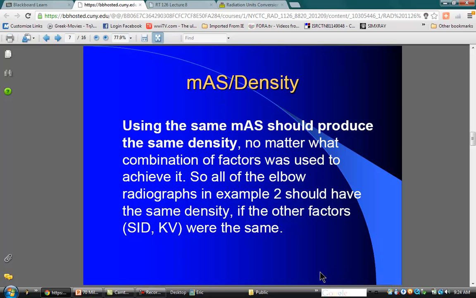So no matter what combination of factors you used to achieve, in this case the elbow, where we changed different examples, you should get the same mAs. Keep in mind, though, that this will only work if all other factors were the same. So kV was not varied, SID, focal spot, cassettes, you name it, same part. The only thing that changes here is your mA and your time.